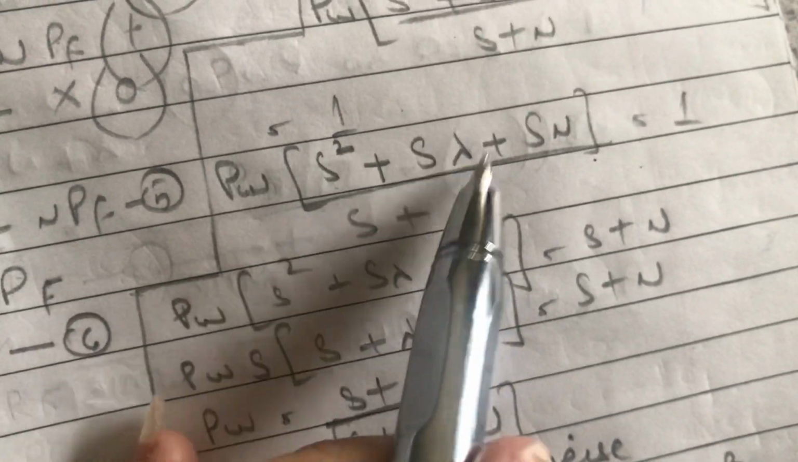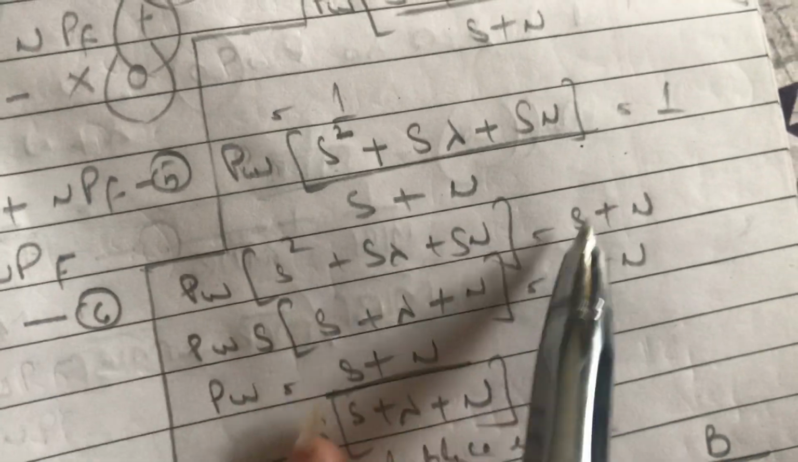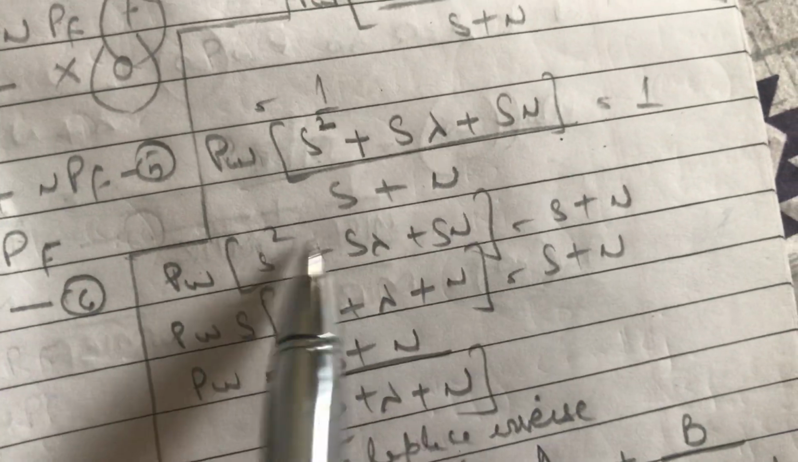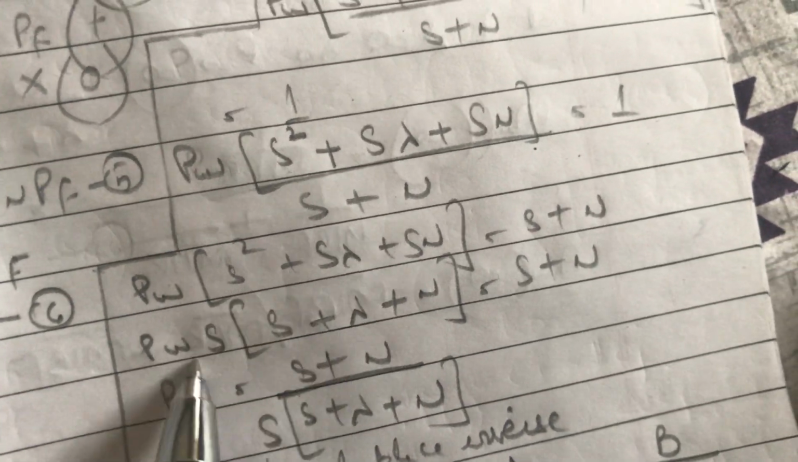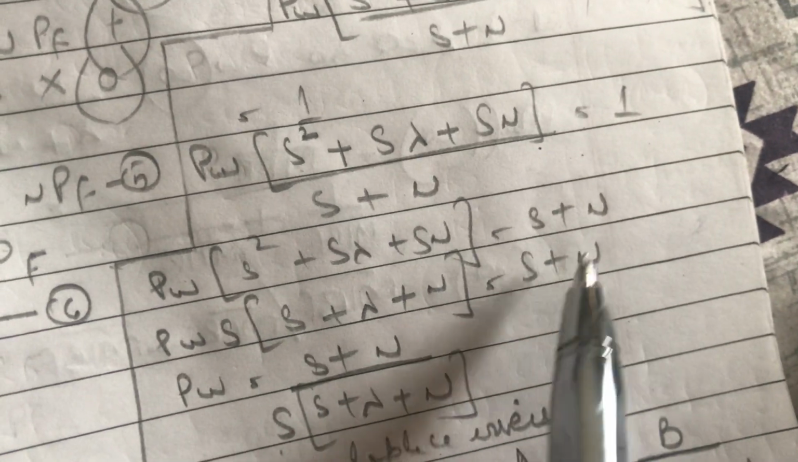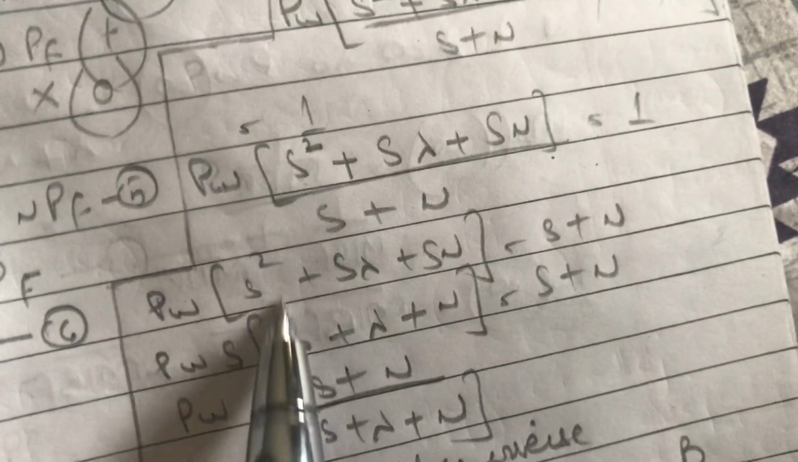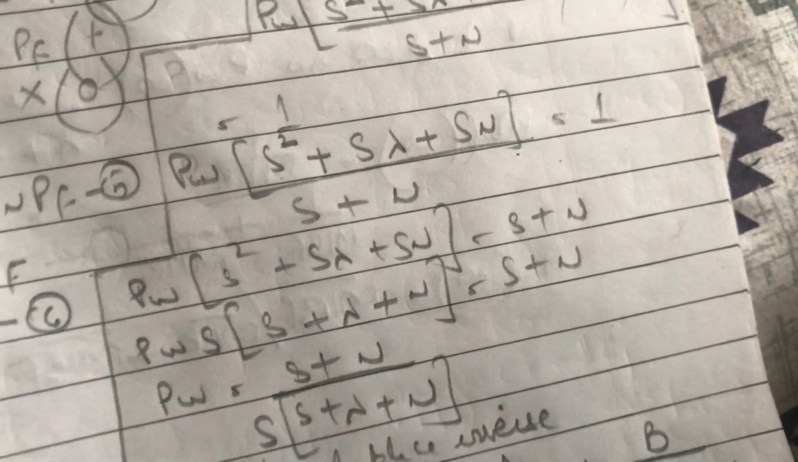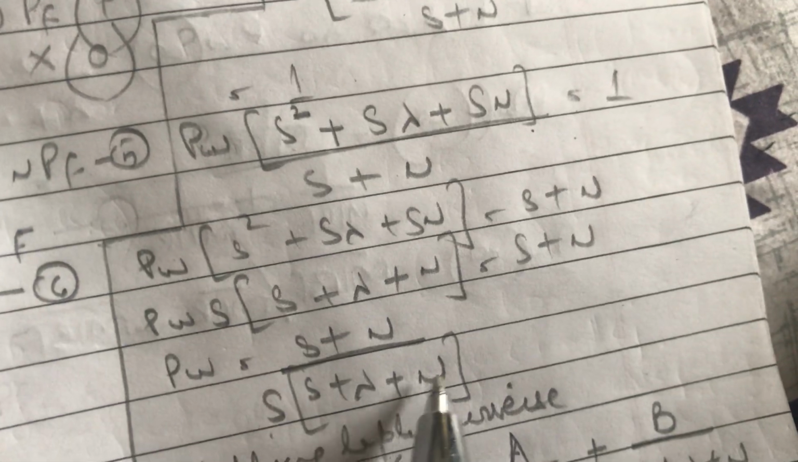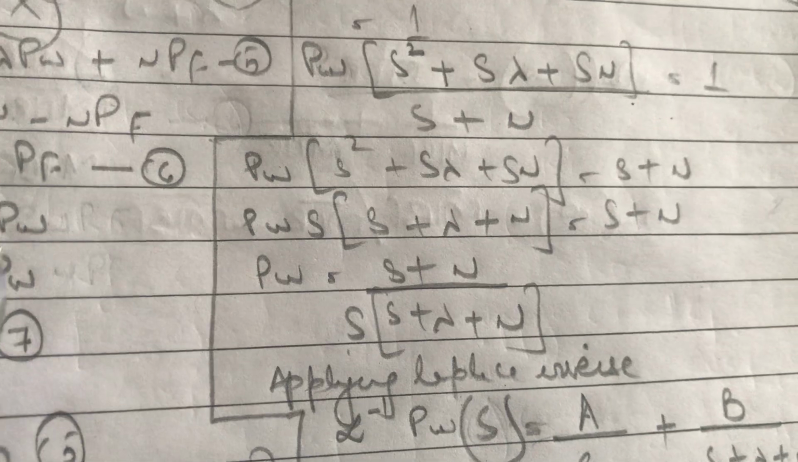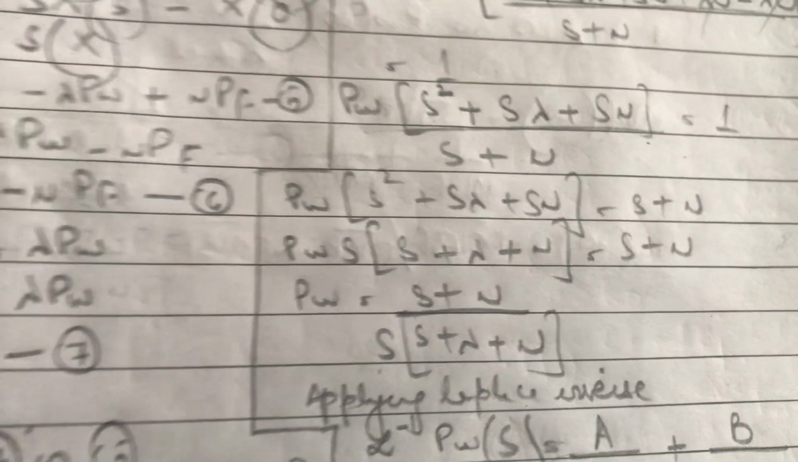So s square plus s lambda plus s mu comes here, and s is common in all three, so s would come out. So pw equals, this remains here, and this thing that was in multiplication goes in division. So when it goes in division: s times s plus lambda plus mu, bracket close. Okay, so now we have found the value for pw.